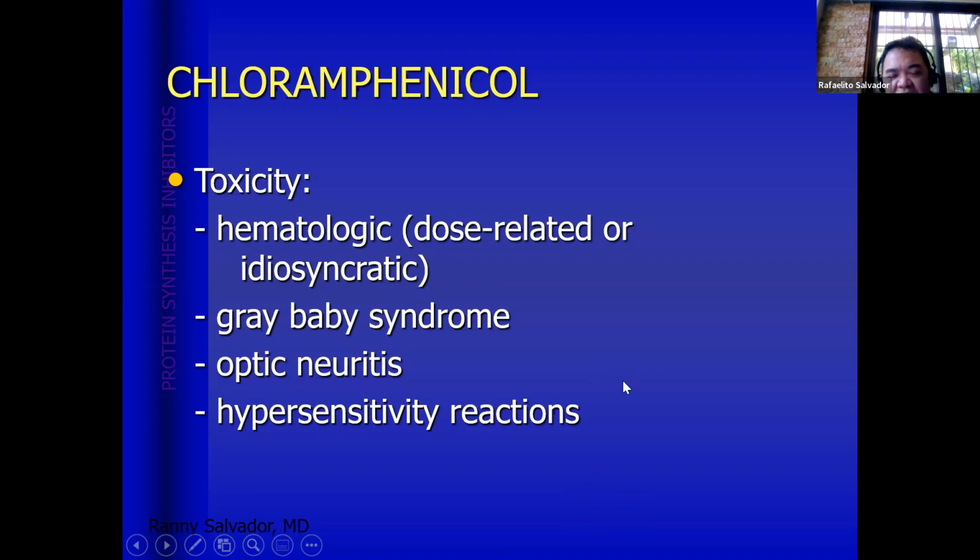So if you have questions, i-post nyo lang. Kung personal, i-text nyo. Kasi hindi ko mabasa ang ako nga messenger group. Messenger nga personal, no?